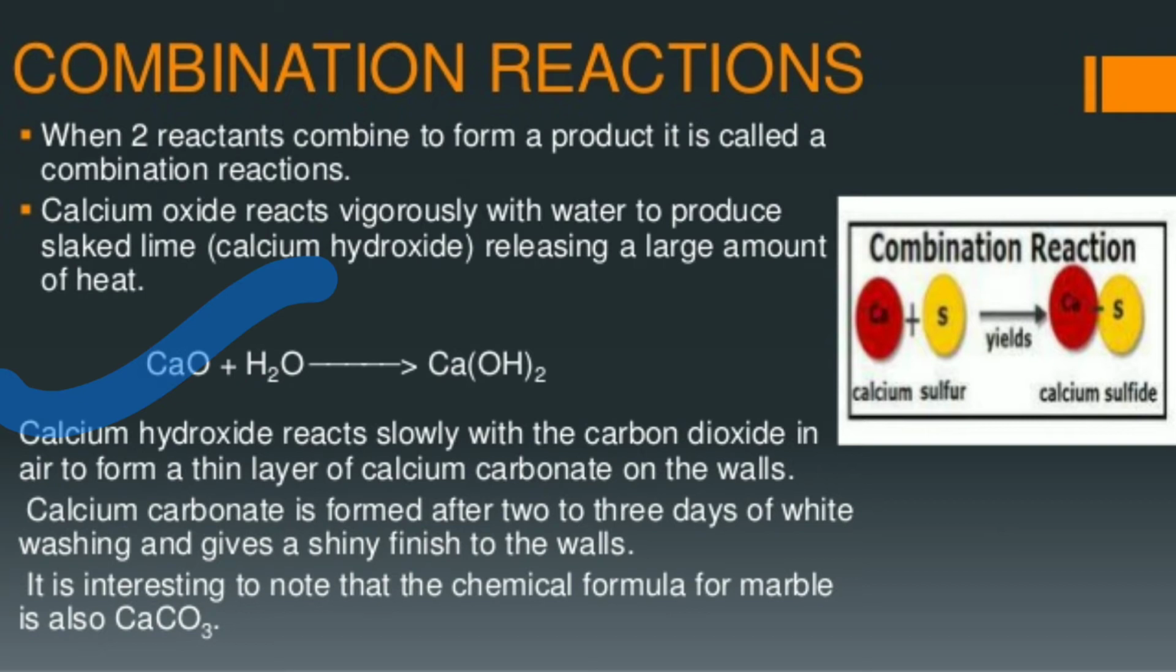Let's understand with the formula based equation. In chemistry, we call CaO calcium oxide, H2O water, and Ca(OH)2 is known as calcium hydroxide. So here we can see that CaO is combining with water to form calcium hydroxide. This calcium hydroxide is also known as slaked lime. So these two are combining to form a single product. This is known as combination reaction. The name itself indicates that these two are combining to form a single product.